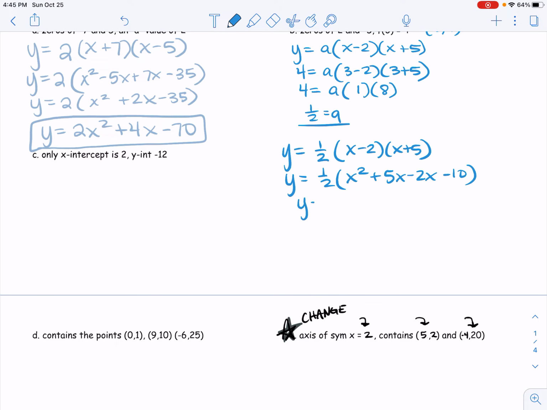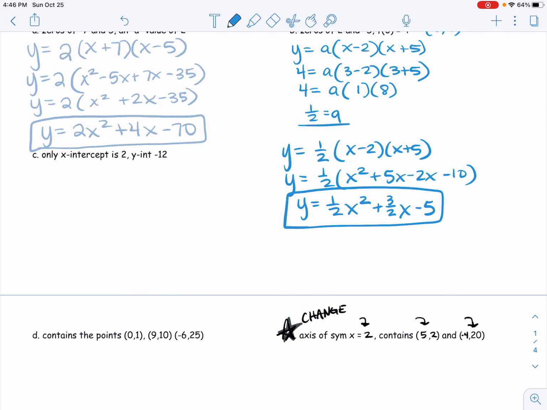Combine like terms and distribute. So 5x minus 2x would be 3x. 3 times 1/2 would be 3/2. And then 1/2 times negative 10 is negative 5. And so now I have it in standard form. An a value of 1/2, a b value of 3/2, and a c value of negative 5.